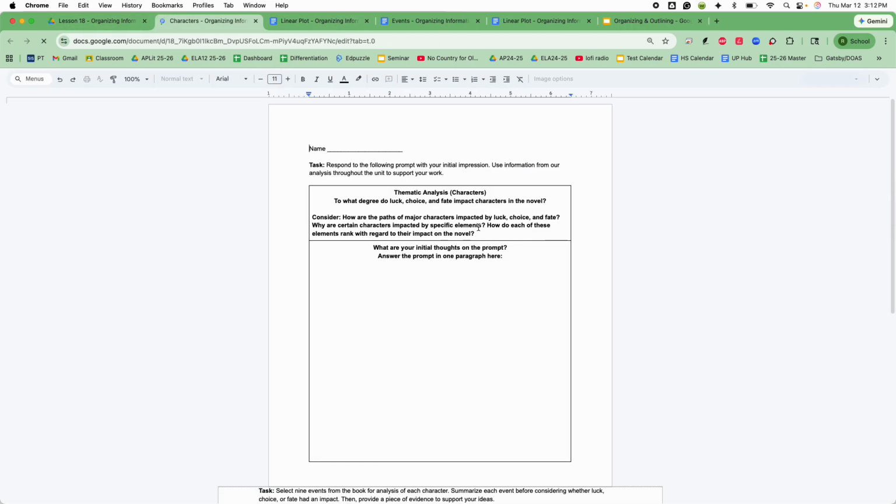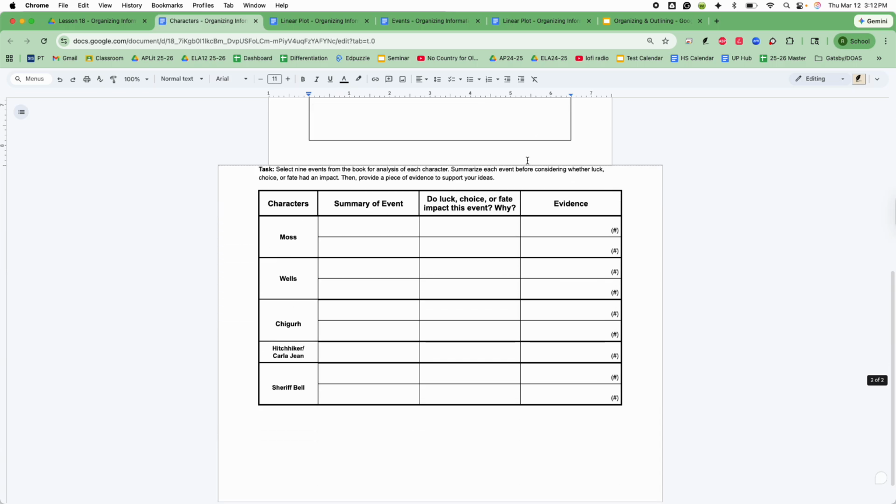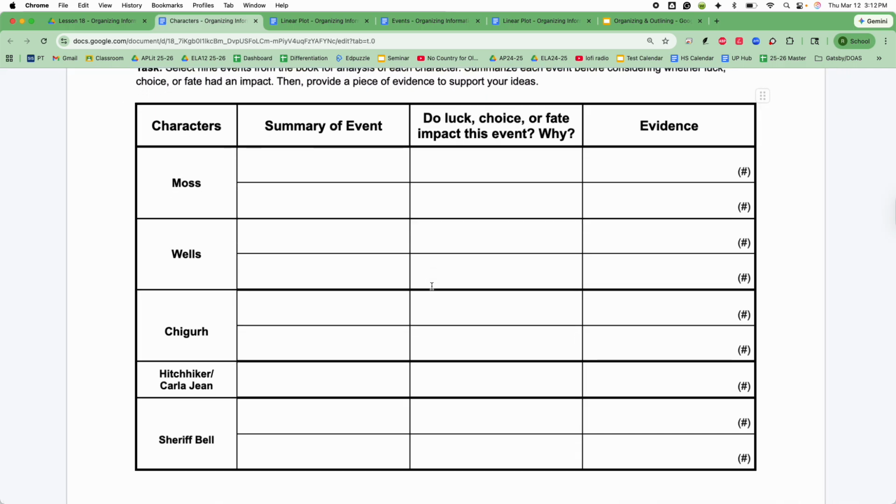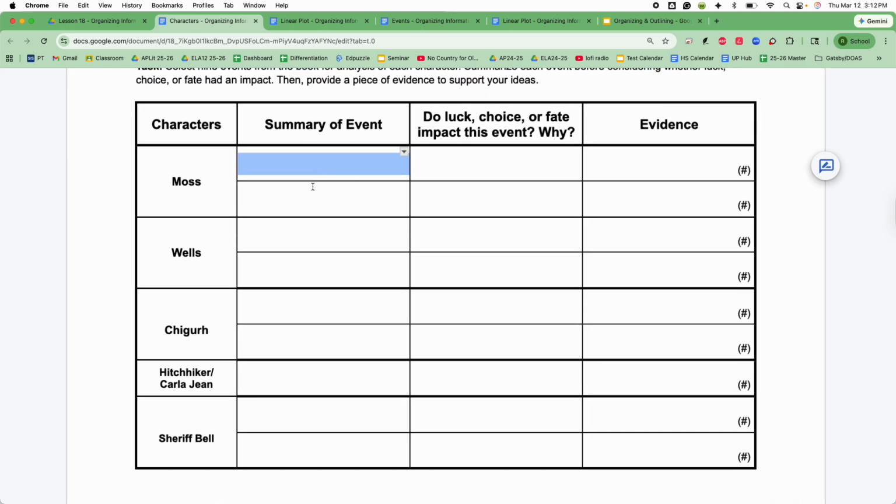Characters, initial impressions. Here, I break it up into characters. Tell me, what are the 2 most important events that happened to Moss, Wells, Chigurh, either the hitchhiker or Carla Jean, and Sheriff Bell? The rest is the same. The analysis and the evidence, exactly the same.